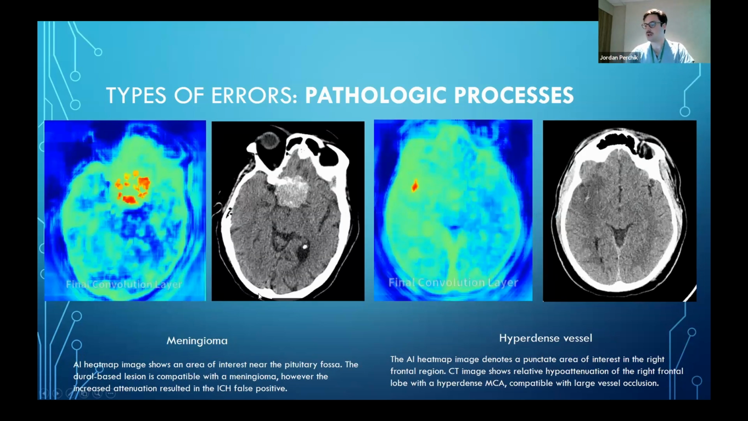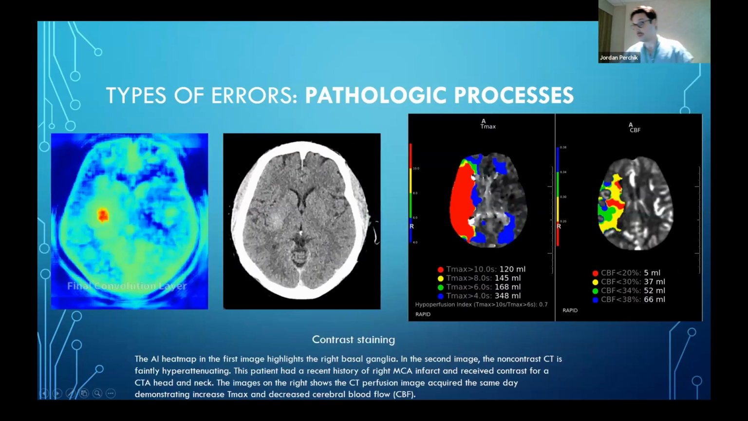Similarly, we have a large meningioma. Again, this is a large bright area, and the AI thinks that is blood. And then on the right image, we have this hot spot here, but that's corresponding to a hyperdense vessel from someone who has a blood clot inside their intracranial vessels. So certainly they do have pathology going on, but it is not the pathology that the AI thinks it is.